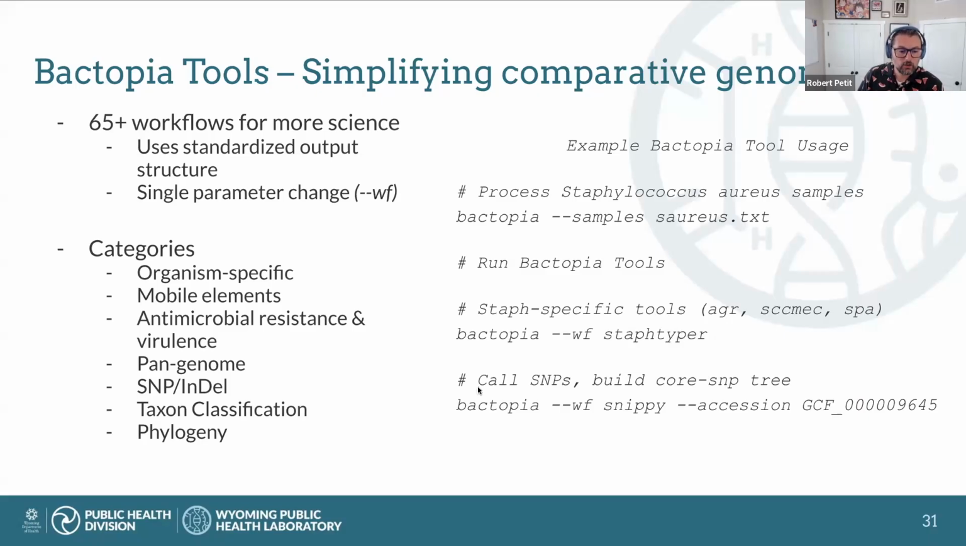And then similarly, you could run the SNP workflow, provide an accession. Bactopia will go and download that accession for you, and then run SNP and call SNPs for all your samples against that reference genome, and then build a core genome or a core SNP tree. But again, really the key is just changing these parameters and adjusting. No need to go figure out how to run SNP, or how to run each of the Staph tools, the agr, SCCmec, or spa tools. The idea is those are all built in for you.